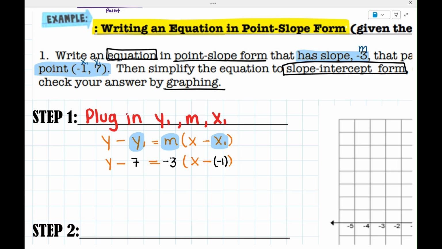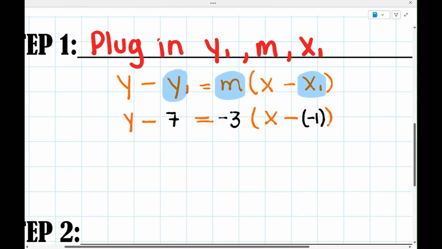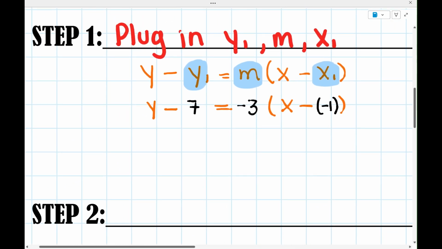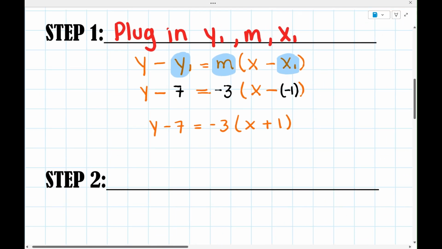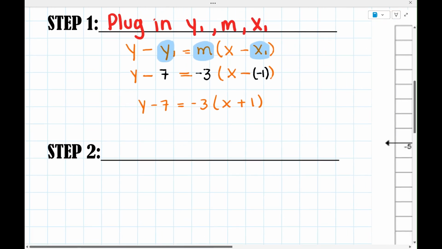And be careful here because the original form has a minus sign. So if the number that comes after that minus sign is negative, make sure that you're still including that negative symbol for that number, like we see here with -1. And then technically we can leave it like that, but I'm going to clean it up a little bit. We have a double negative there, which is going to turn it into +1. So that's all we do for step number 1. We just substitute those values in.